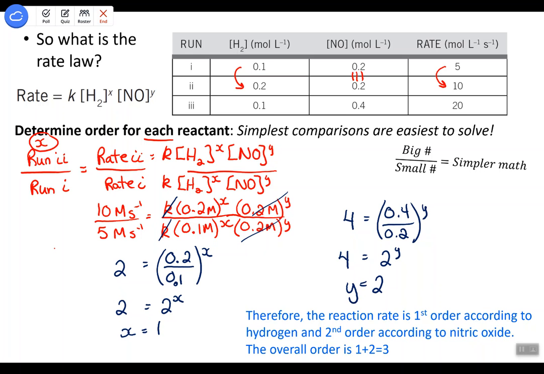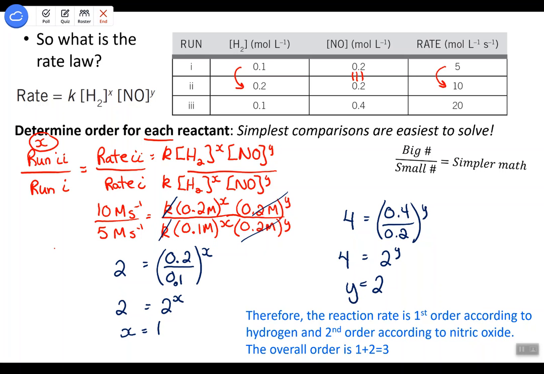That must mean, in the rate law, the concentration of hydrogen is to the power 1. And we could predict that it's first order according to hydrogen. But if the numbers get more complicated, or we want to confirm that our prediction is correct, we can compare the rate law for run 2, divide that by the rate law for run 1, and solve for what that exponent x is. And of course, it was 1.